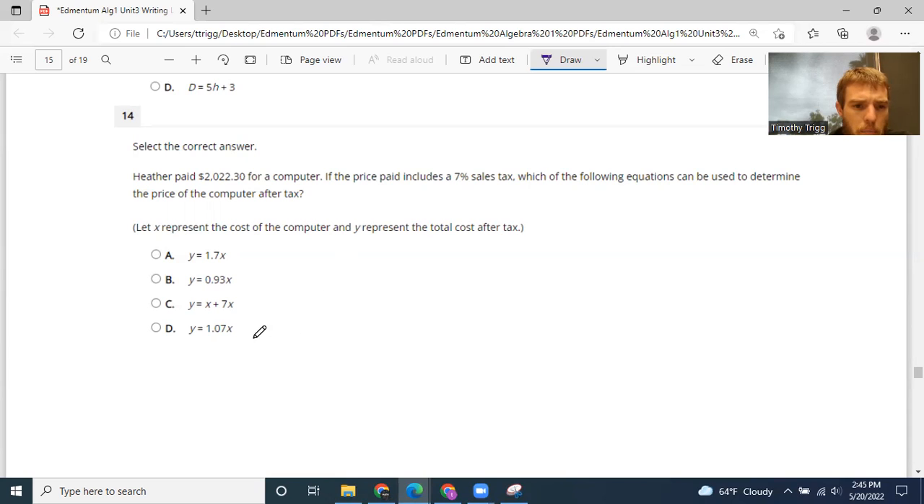This is kind of an odd one, but this is the one you want to do. This is D, because a 7% sales tax basically means that your price ends up getting multiplied by an additional 7%. The X is your price of the computer. So the 1 represents the price itself, and then the 0.07 represents an additional 7% on top of that.